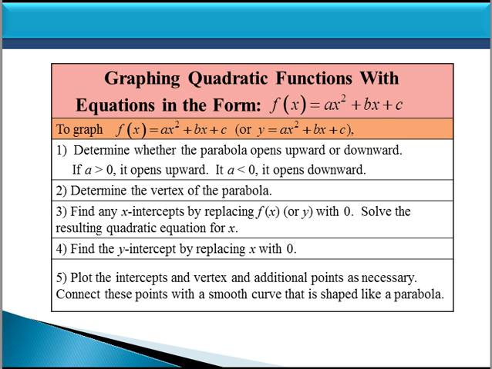And then the last step is to plot all those points that you found. So plot the intercepts, the vertex, and then we'll also look for additional points that we can plot that will help us to draw the nice smooth curve that needs to be shaped like a parabola.